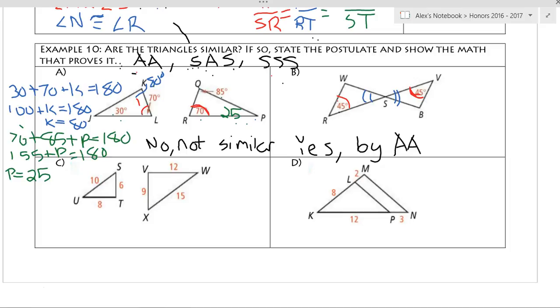Look for the smallest. I'm going to look at my first triangle and circle the smallest side. That's 6, right? Same thing on my second triangle. If they're going to be in proportion, the smallest has to go with the smallest, right? So I'm probably going to be using that 9.